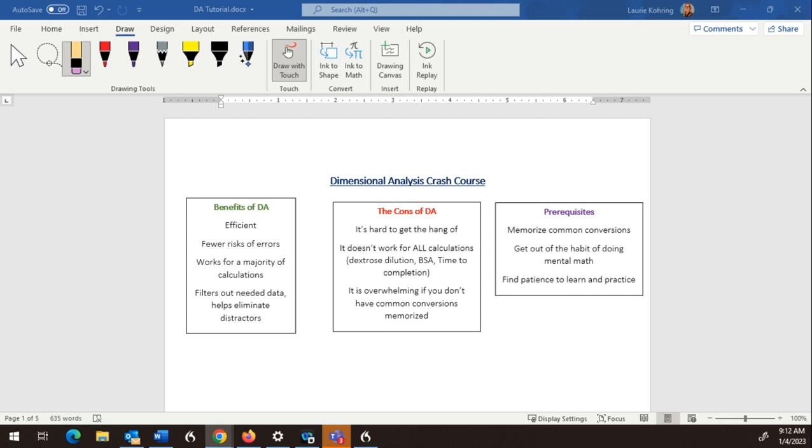So the cons of dimensional analysis: it's definitely hard to get the hang of, but once you do, it's kind of amazing. I'm somebody who had a very hard time learning this. I was trying to learn the method of what you need over what's ordered, but I found this other method that really connects with me, and now I really do enjoy using dimensional analysis.